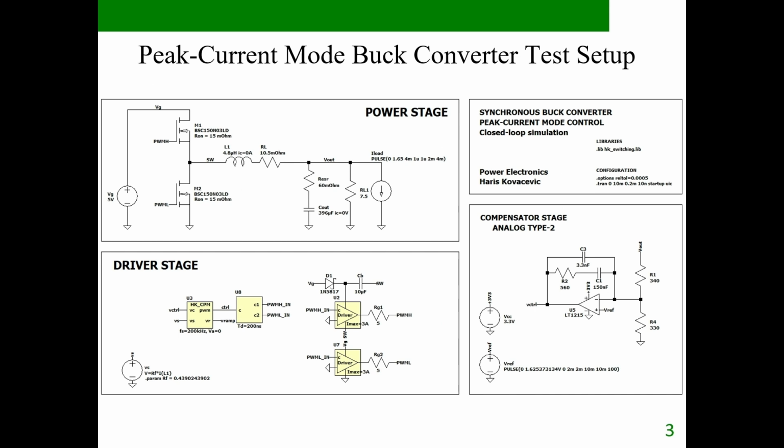Before we investigate the waveforms in more detail, let me briefly show you the converter used in this demonstration. This is a synchronous buck converter operating under peak current mode control. The switching frequency is 200 kHz. The voltage loop uses a Type 2 compensator designed for approximately 2 kHz crossover frequency and about 70 degrees of phase margin. Throughout this video, the controller remains exactly the same.